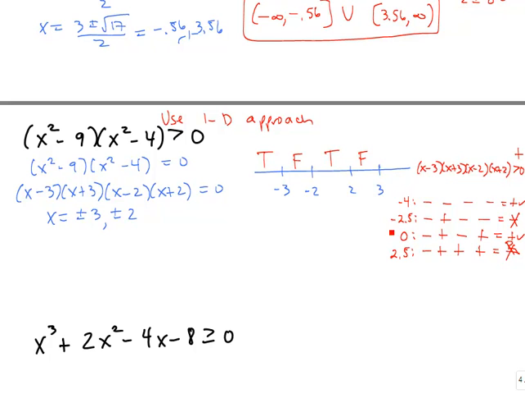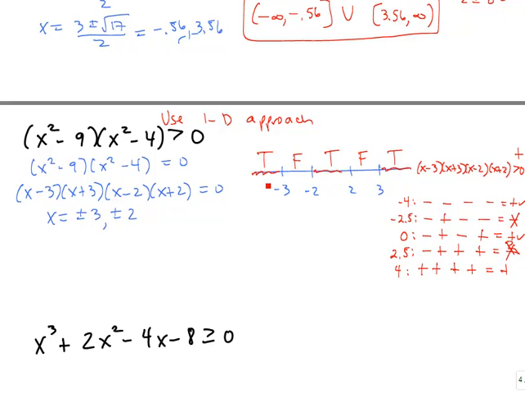Finally, the last interval, if we test something like 4, finally this last minus sign, 4 minus 3, turns to positive, and all the rest of these pluses stay plus. So we get a positive, which is what we want. So our final answer is going to be where all the trues are. So that's here, here, and here.